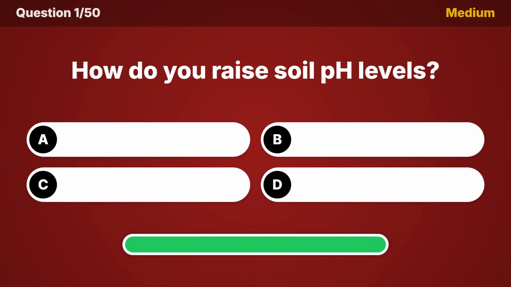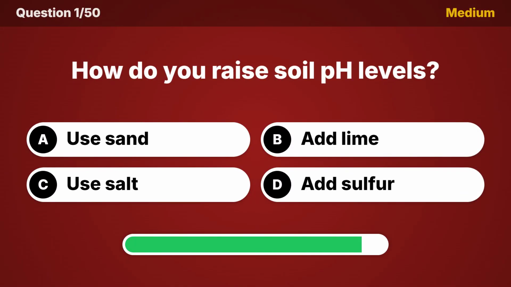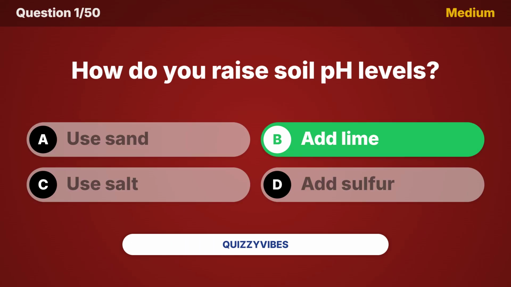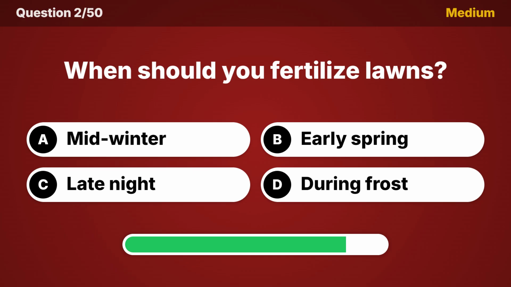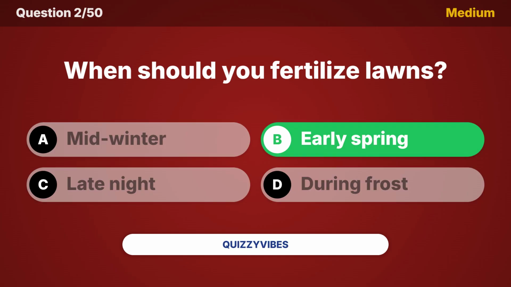How do you raise soil pH levels? The correct choice is add lime. When should you fertilize lawns? And the answer is early spring.